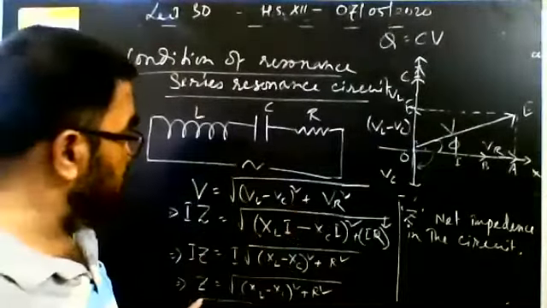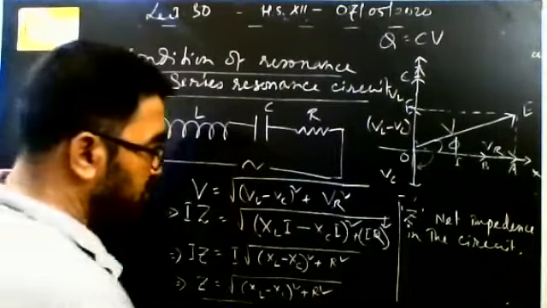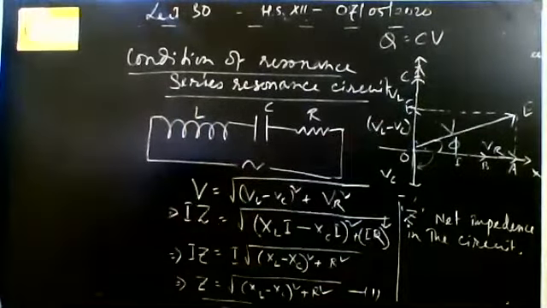So this expression, equation number 1, will give you the net impedance in the circuit.